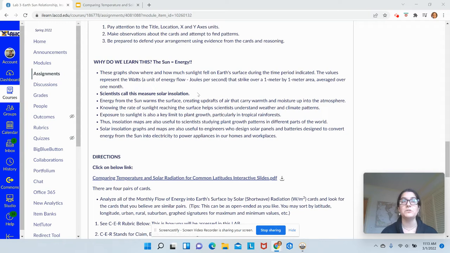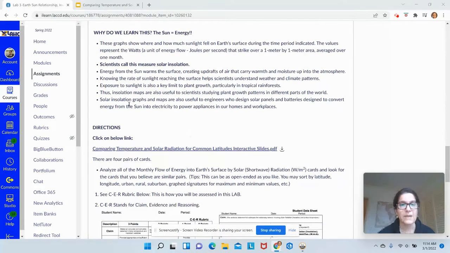So, for example, if you live at lower latitudes, the closer you live to the equator, it means that those areas receive more concentrated amounts of sun. The farther you get away from the Earth's equator, either into the southern hemisphere or into the northern hemisphere, that solar insolation is spread out and it's not as concentrated. So, knowing the rate of sunlight that reaches the surface helps scientists understand weather and climate patterns.